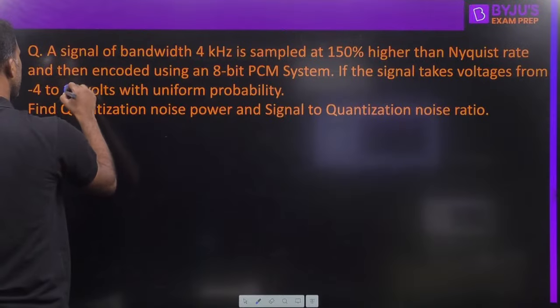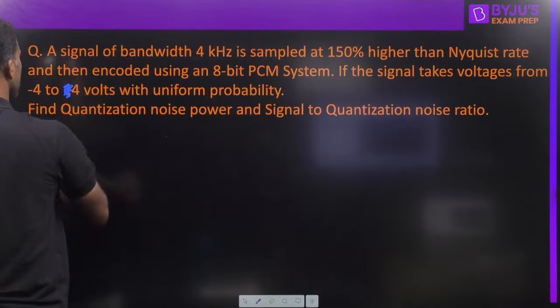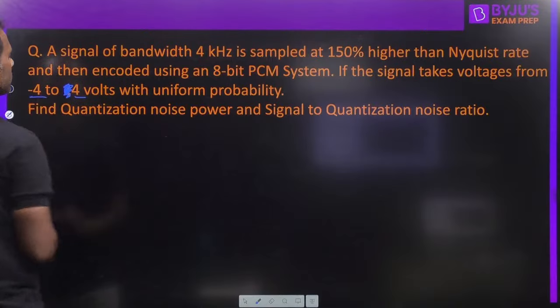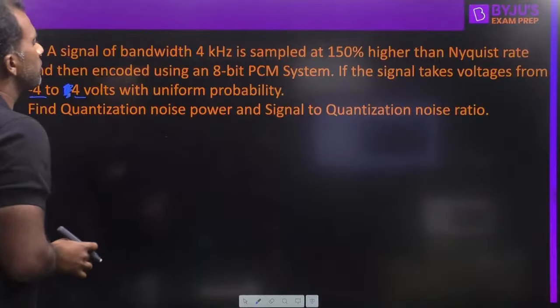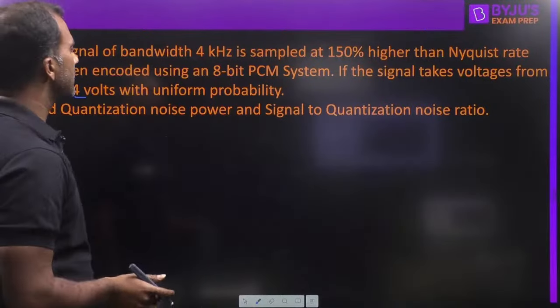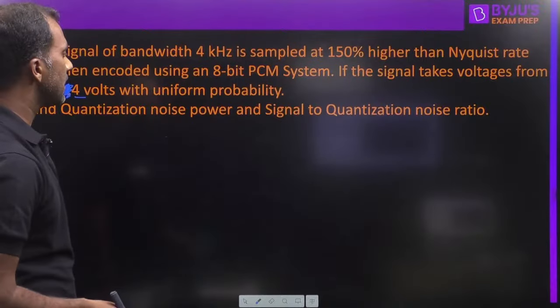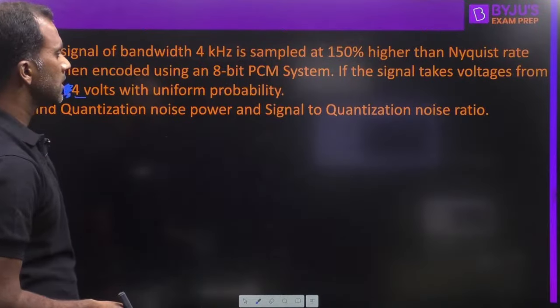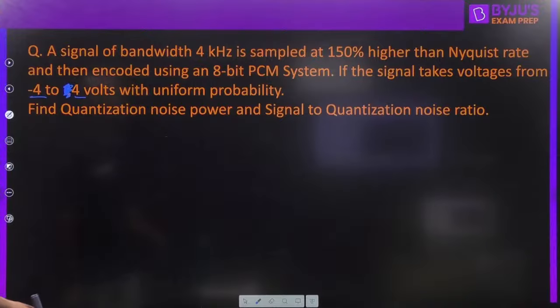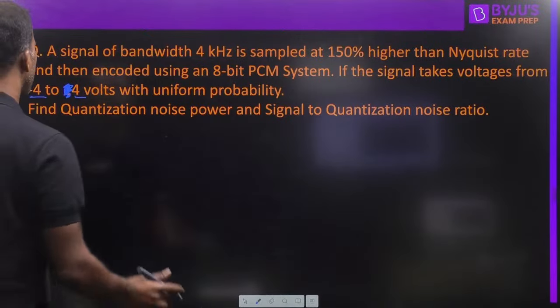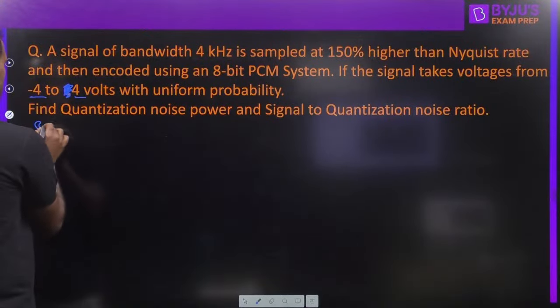So this is minus 4 to plus 4, okay? A signal of bandwidth 4 kHz is sampled at 150% higher than Nyquist rate and then encoded using an 8-bit PCM system. If the signal takes voltages from minus 4 to plus 4 volts with uniform probability, find quantization noise power and signal to quantization noise ratio. Wonderful. So solution for the question, let's do it.